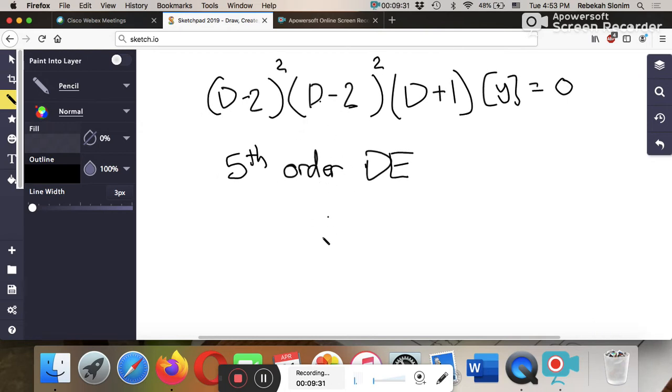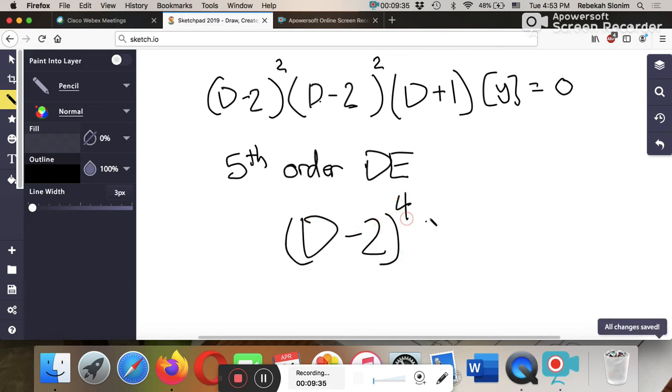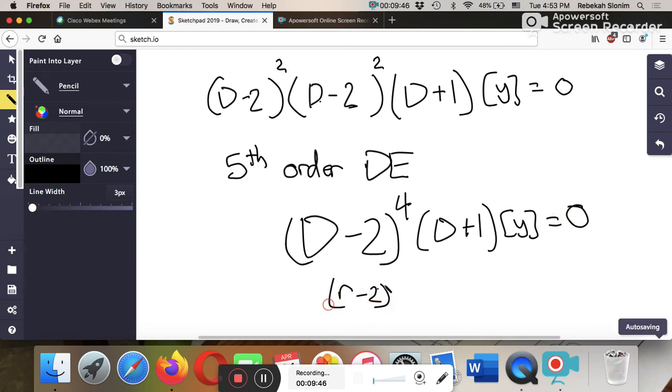I can rewrite this, by the way, as (D - 2)⁴ times (D + 1) of y equals 0. And the characteristic polynomial, of course, is (r - 2)⁴ times (r + 1).